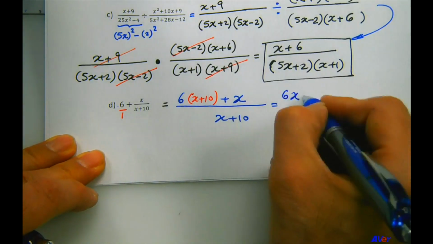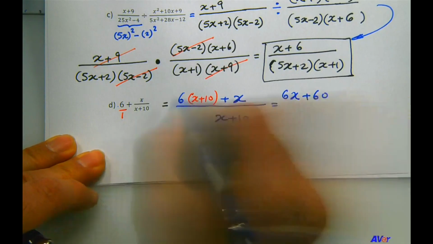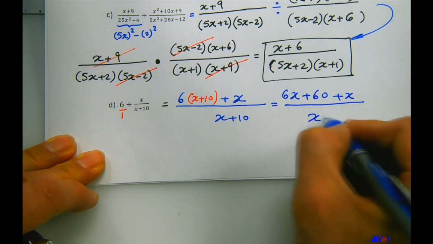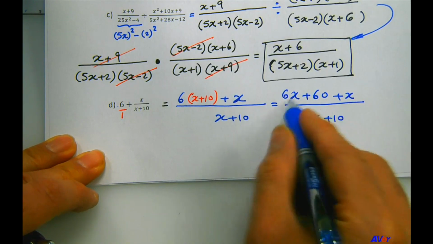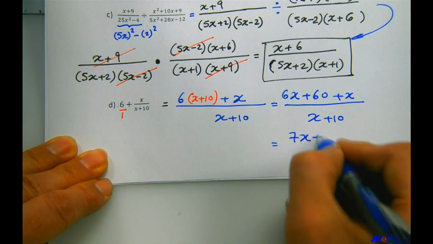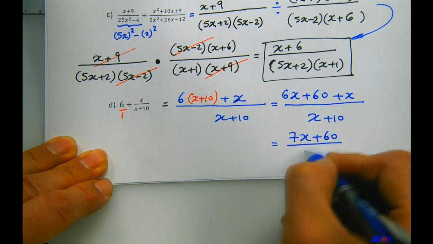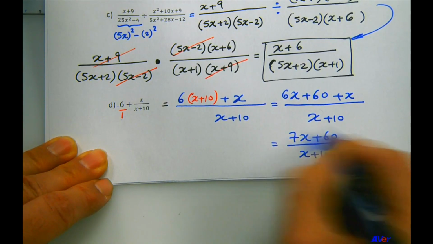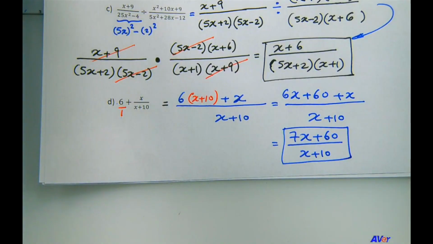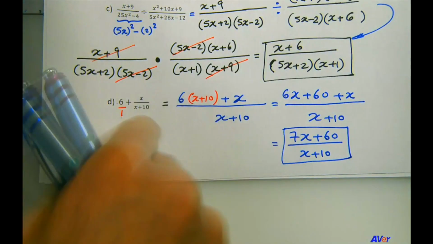We have 6x plus 6t, right? Plus another x divided by x plus 10. So 6x plus x is 7x plus 6t divided by x plus 10. And that's where we stop. Okay? That's the final answer.